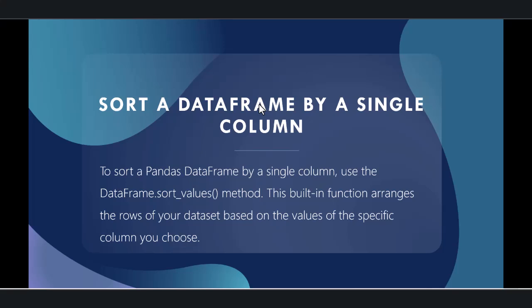This is an inbuilt function and it will arrange the rows of our data set, whatever data we'll be using to sort. This function will arrange those rows on the values of specific column that we will choose. We'll give a name of the column. Based on that, we will tell it to sort ascending or descending. This is the basic ideology of this method. Now we'll see an example for this and I'll explain how it works.